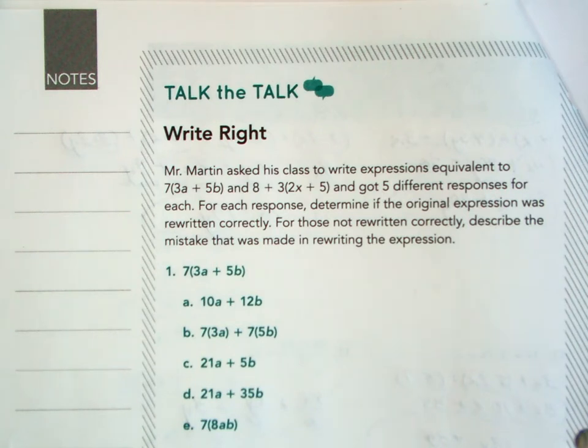This is great, because right now you're going to know whether they applied the properties of operations correctly. And what I mean by that is, did they distribute across multiplication correctly? Did they distribute across division correctly? Did they use the commutative property? Did they use the associative property? Did they properly combine like terms? So let's analyze each of these.